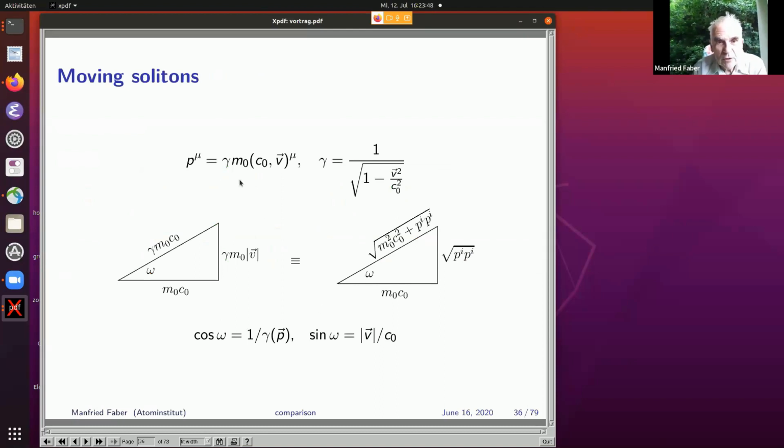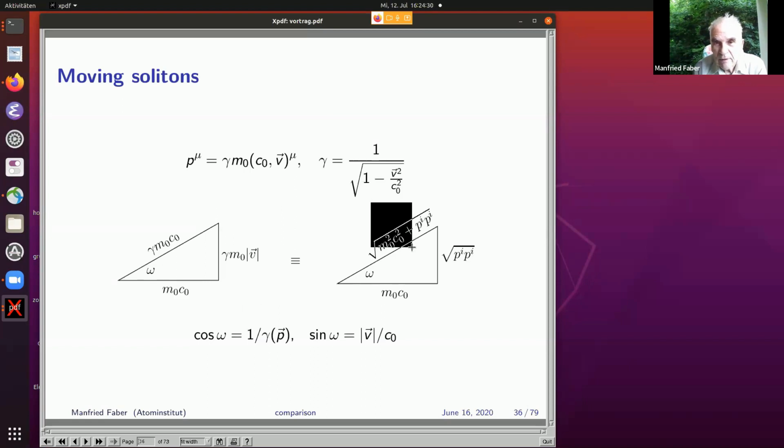I have to go to moving solitons simply by Lorentz transformation. So from this gamma m0, I multiply with the velocity v, and get the d mu. And d mu squared is of course the energy, the mass squared. So this is nothing else than these triangles that you see here. Gamma m0 c0 is the energy, gamma m0 v is the momentum, and the squares subtracted give you, according to Pythagoras, the mass squared.